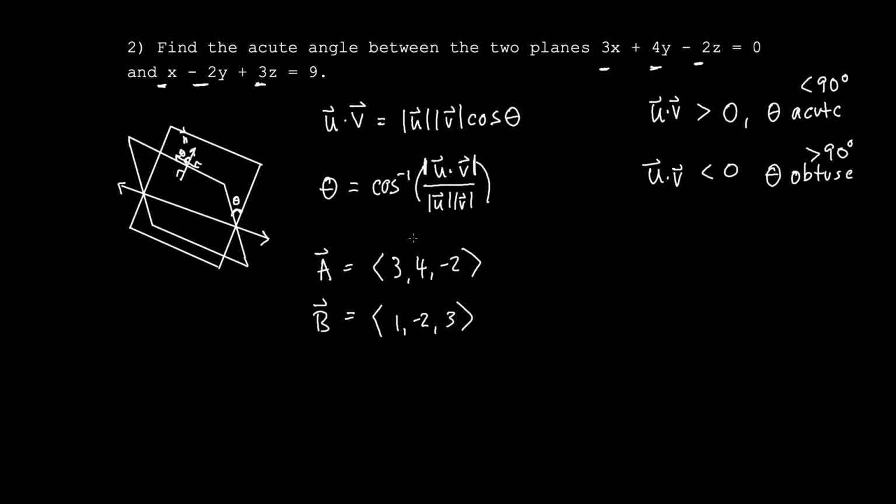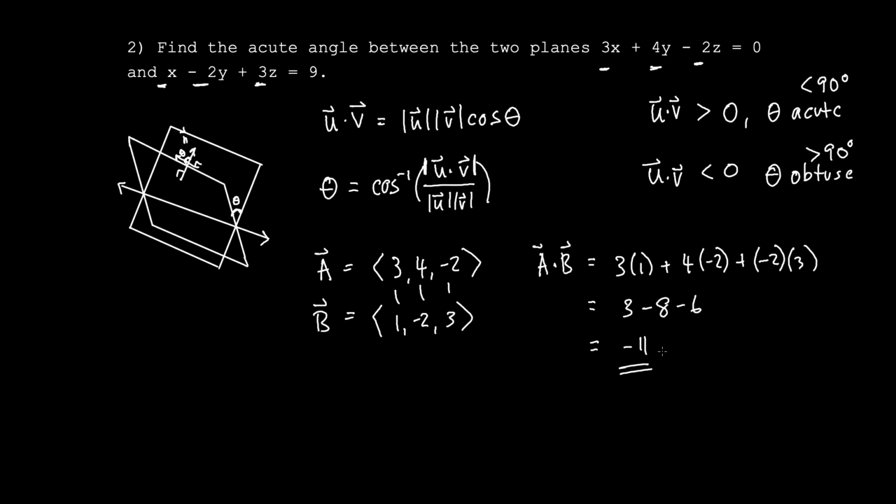So let's first solve for the dot product between A and B. And the dot product is pretty simple. We just find the product of each component. We multiply each component together, so 3 times 1, and we add all of them together, so plus 4 times negative 2 plus negative 2 times 3. Simplifying this, we get 3 minus 8 minus 6. 3 minus 8 is negative 5, minus 6 is negative 11. The dot product between A and B is negative 11.